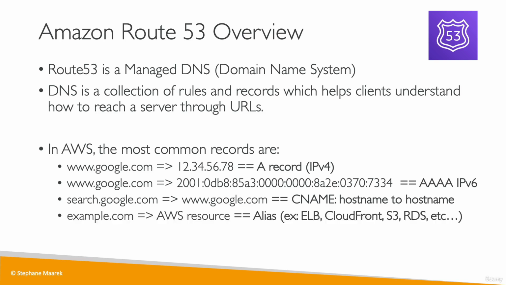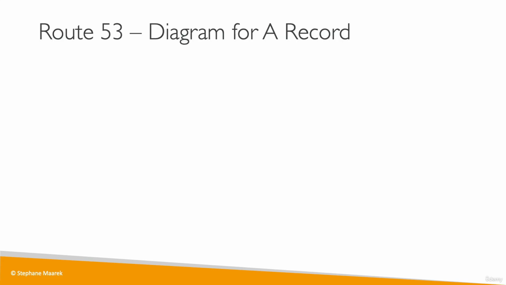And then finally, if you're mapping a hostname into an AWS resource, it's a special type of record called an alias record. And that works for you if you have an ELB, or if you're using CloudFront, Amazon S3, an RDS database, etc. Now, going into the exam, you don't need to know all the types of records, but I just wanted to give you an overview of them in this lecture. So from an exam perspective, Route 53 is a managed DNS. But let's go one step further, because you need to understand a little bit better how it works.